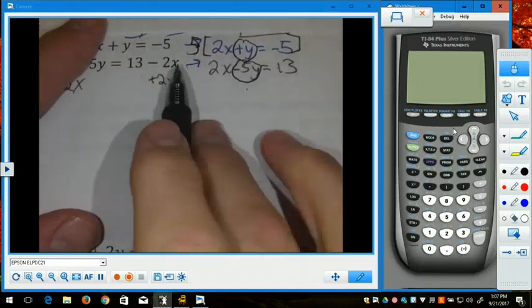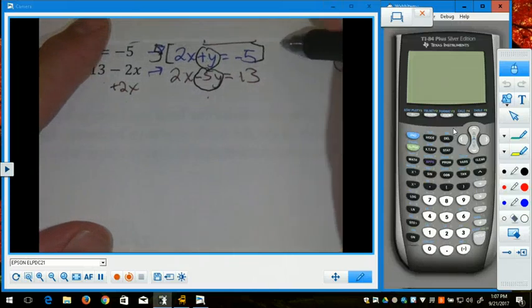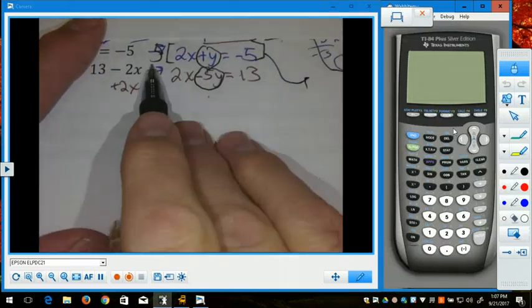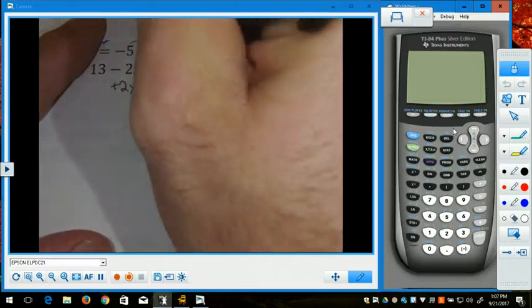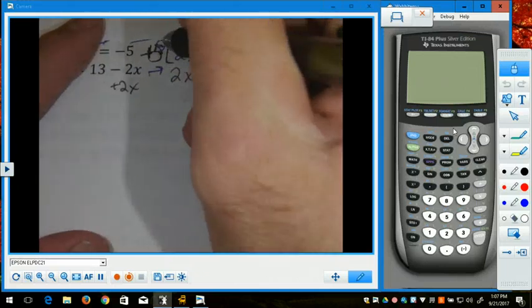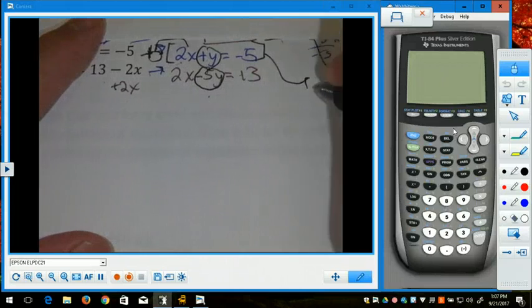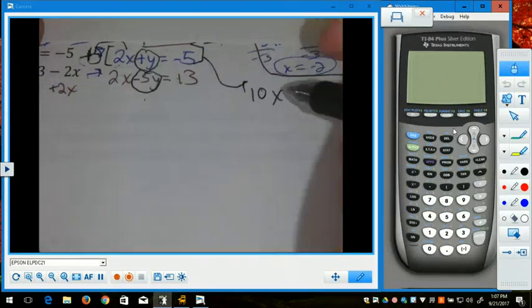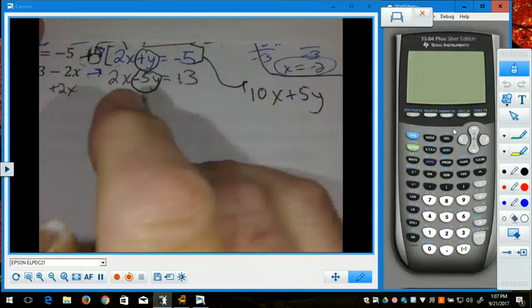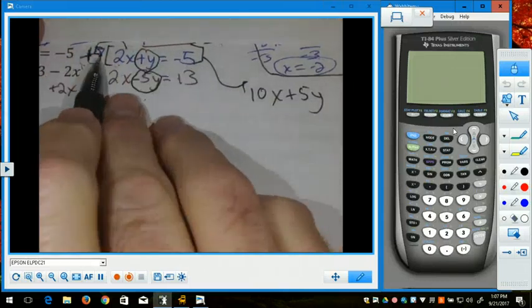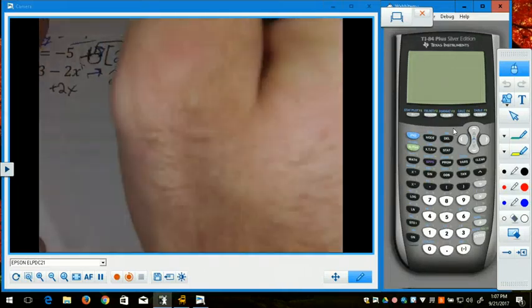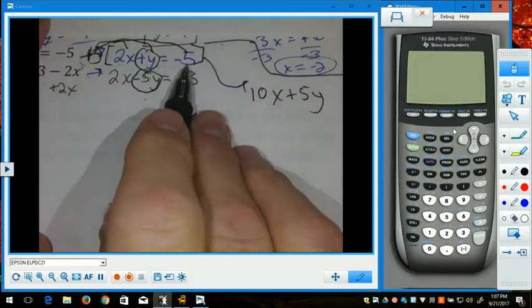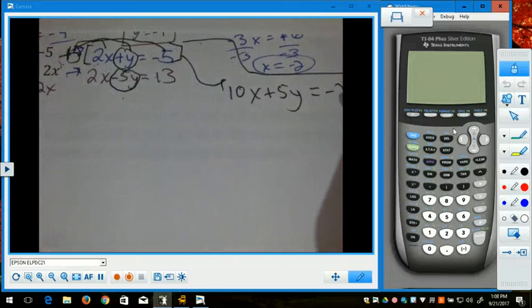In doing that, and I'm just going to write it off to the side, hopefully you have some room over here, this becomes, and that's a +5y that I'm multiplying by, 10x plus 5y, and don't forget to distribute to every single term in the equation, even the other side. 5 times -5 is -25.